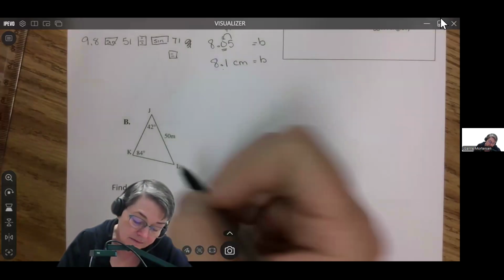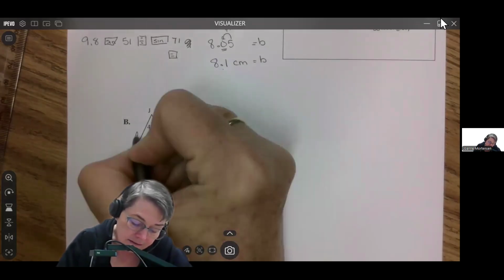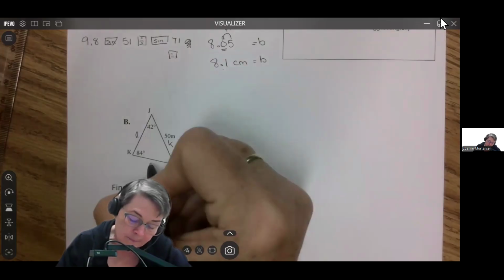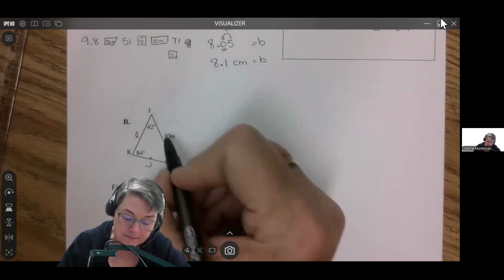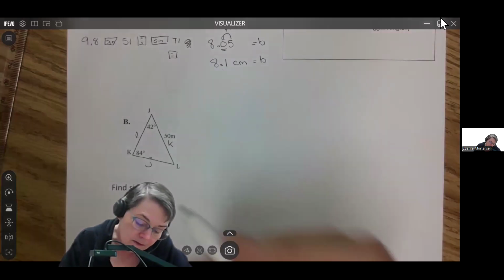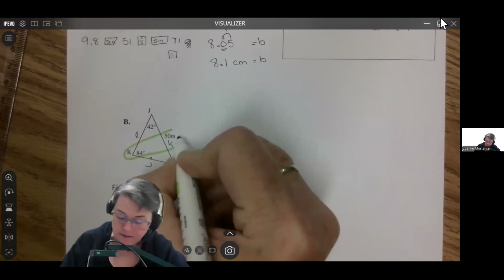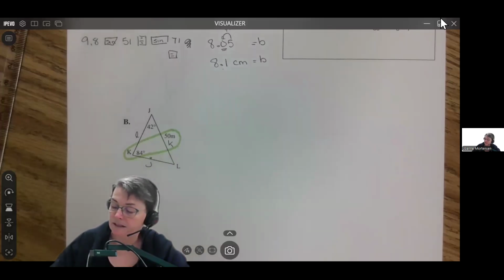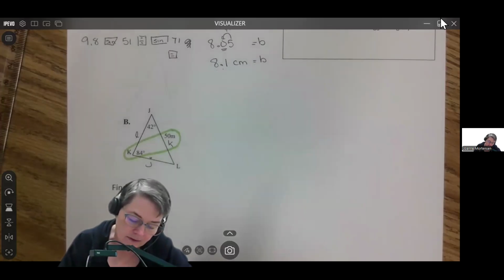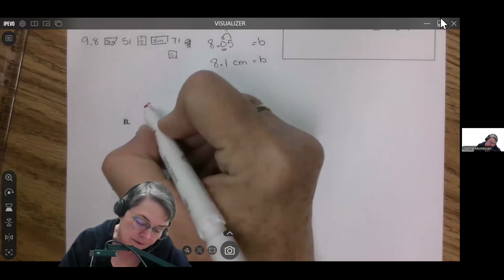All right, label. Little k, little l, little j, lowercase. Okay. Let's look for our matchy-matchy pairs. Here's one. So I've got my two numbers, so sine law looks like a good option. And I'm looking for j. So that is this one.